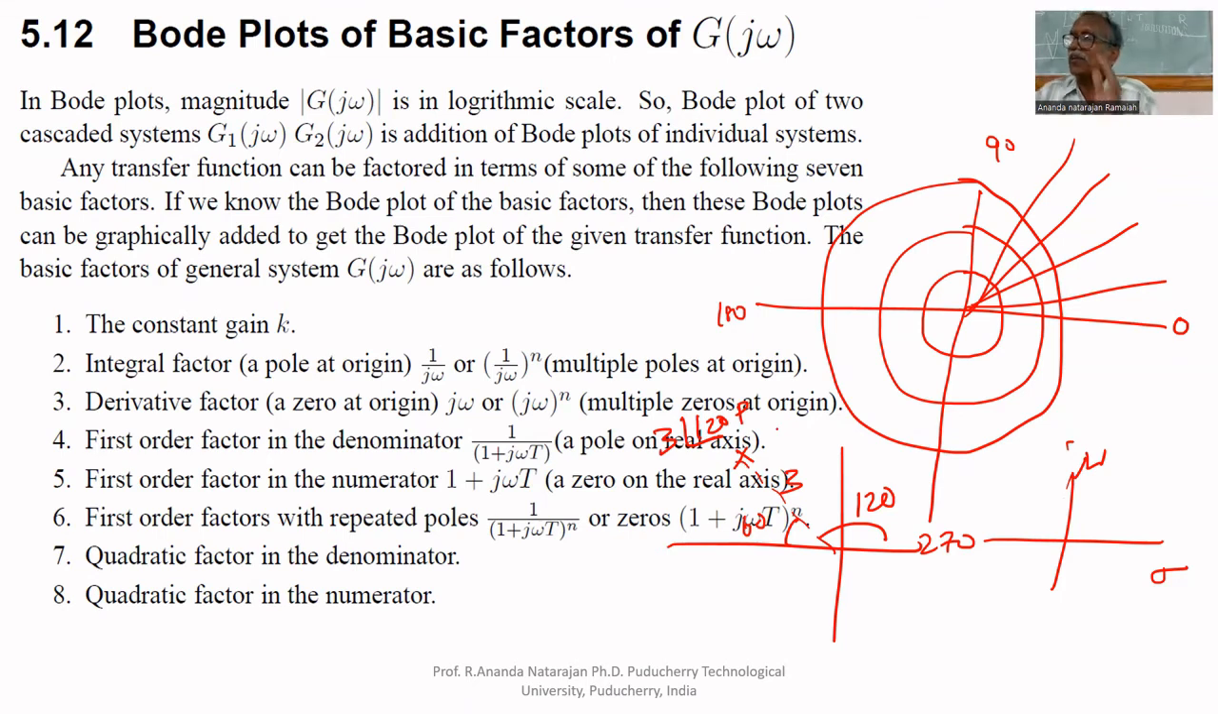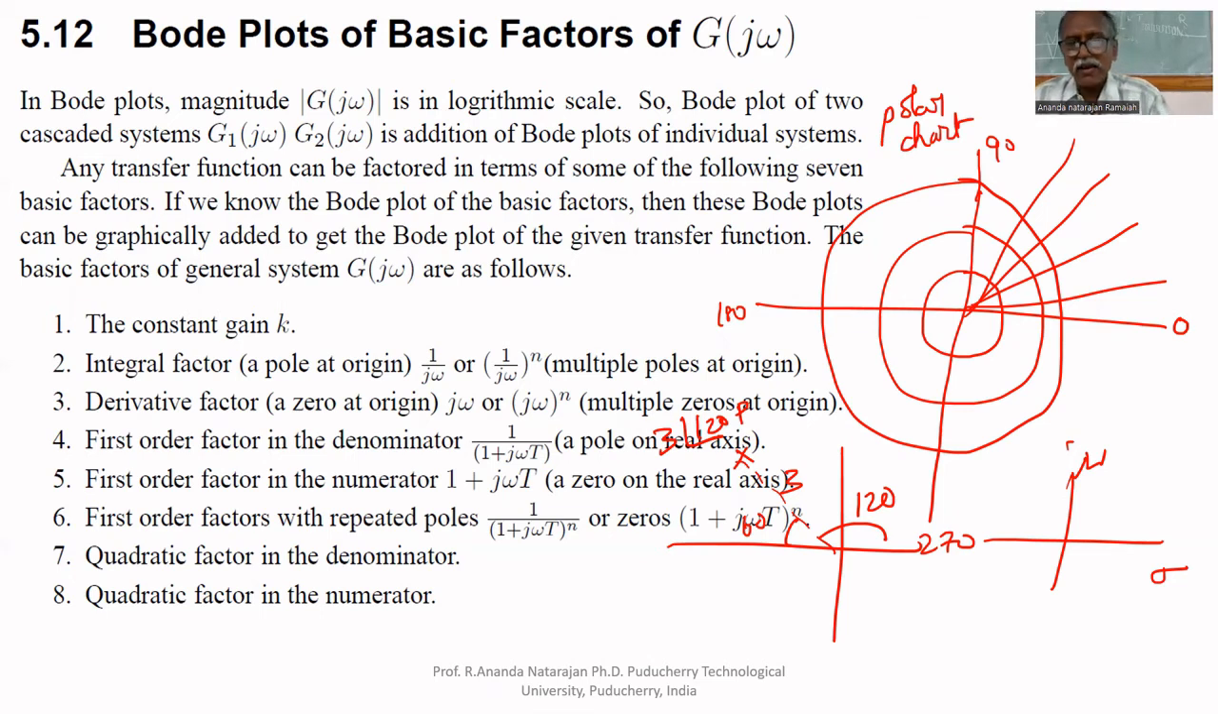For each frequency, we know the magnitude. For each frequency, we know the phase. If you plot magnitude and phase, you will get a plot in a polar chart. In the polar chart, each point has one magnitude and one phase angle. You can combine them and draw the plot. That is called polar plot.